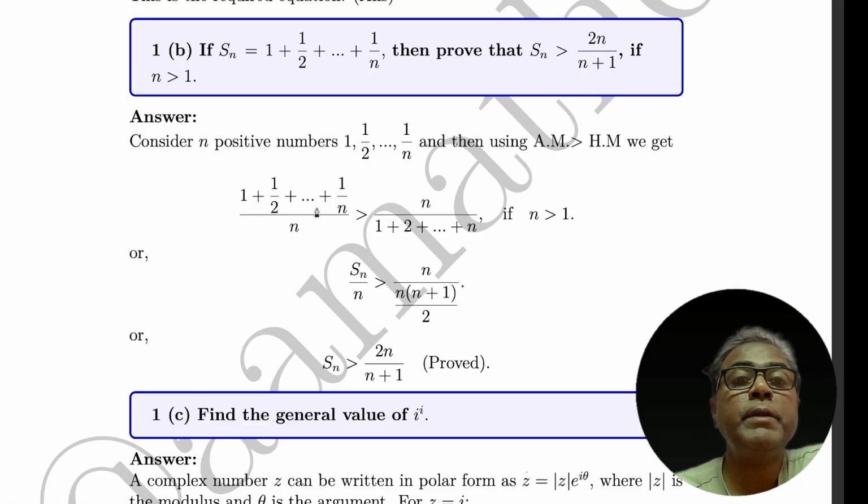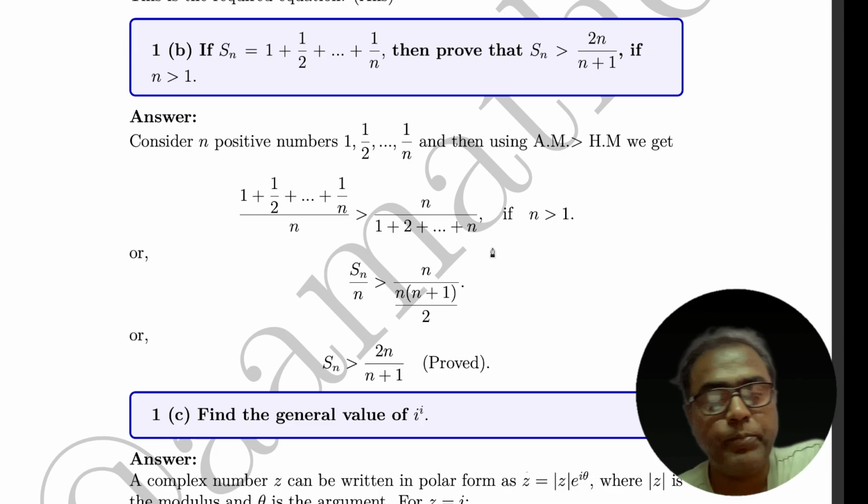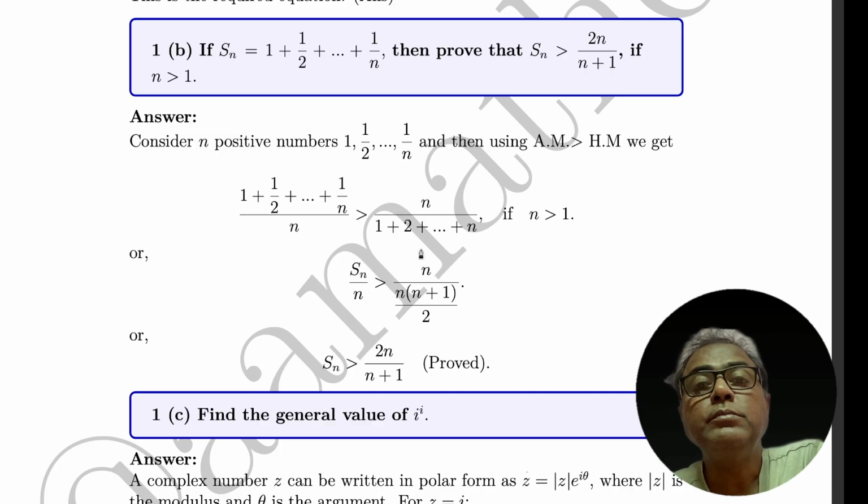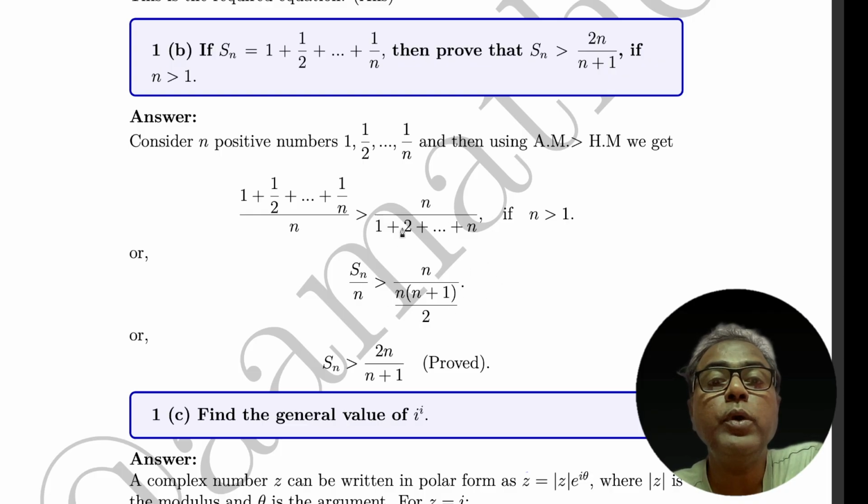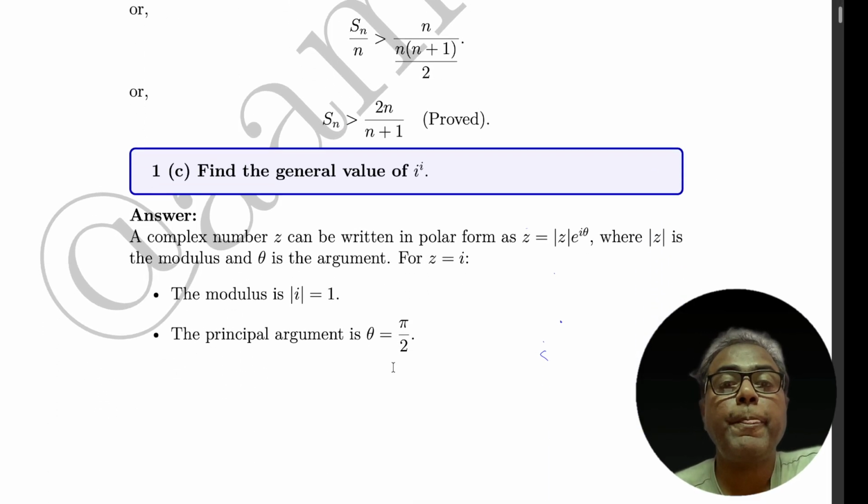So this is the arithmetic mean, the sum of all numbers divided by the total number of numbers n, which is greater than n divided by the sum of reciprocals, 1 by 1 plus 1 by 1 by 2, and so on. This is equal to 2 and so on if n is greater than 1. The sum of natural numbers is n into bracket n plus 1 all divided by 2. So we get Sn is greater than twice n by n plus 1.